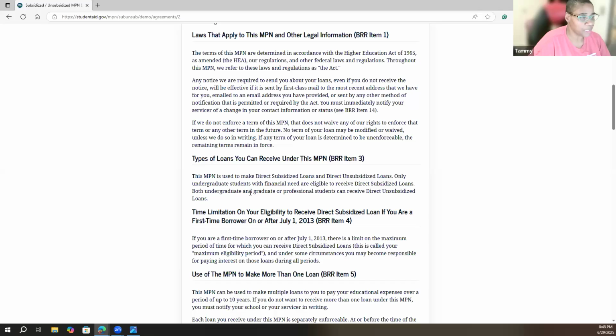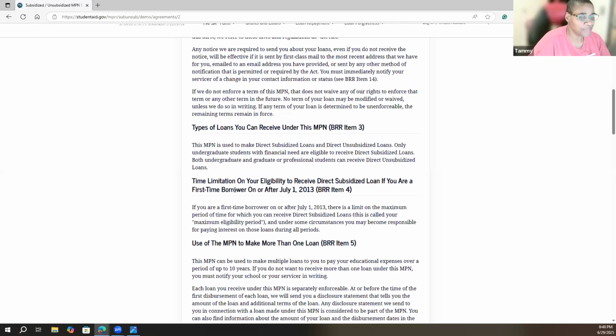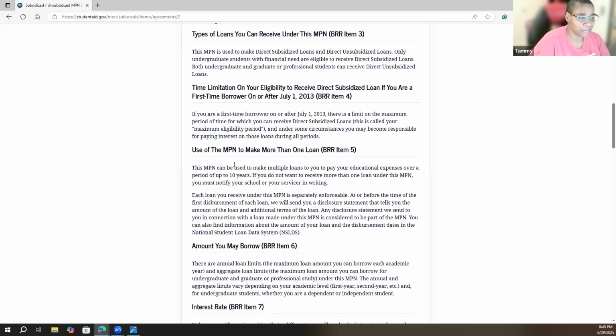But all right, so it tells you more about the type of loans that you receive, the time limitations, use of the master promissory note to make more than one loan. So this master promissory note can be used to make multiple loans to you to pay your educational expenses over a period of up to 10 years. If you do not want to receive more than one loan under this MPN, you must notify your school or your servicer in writing.